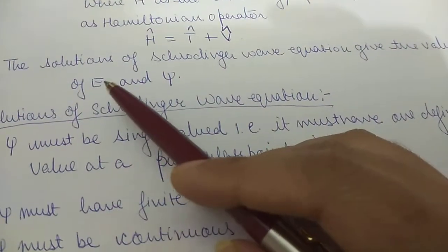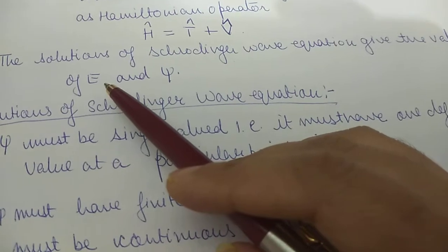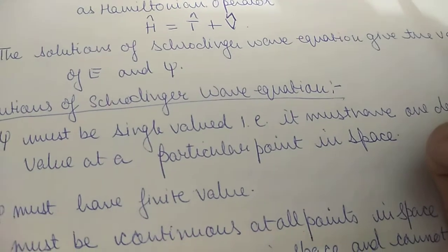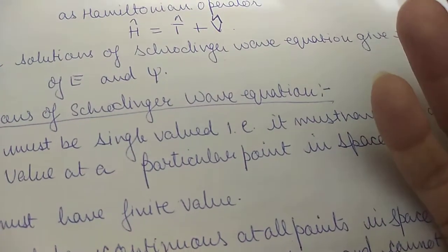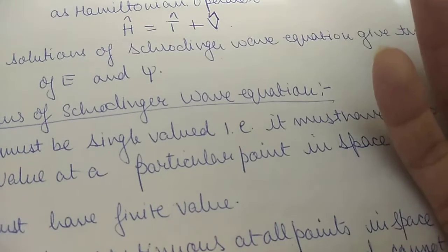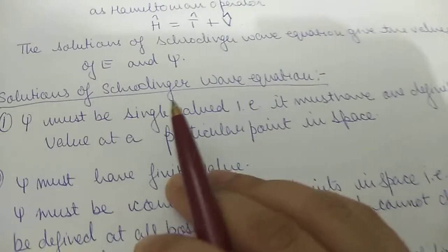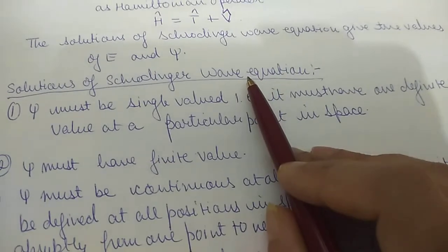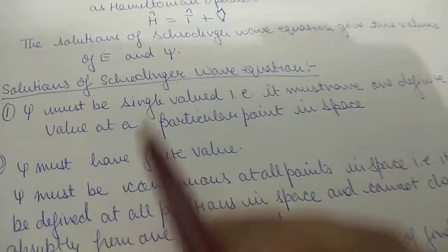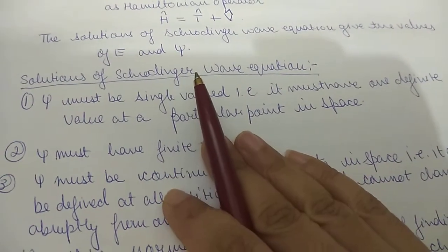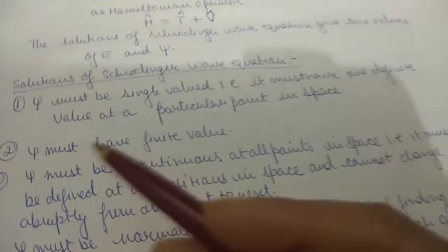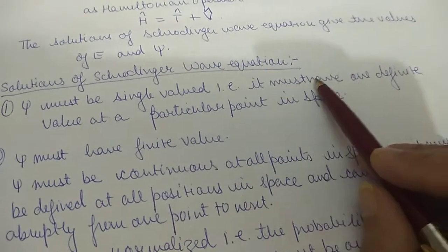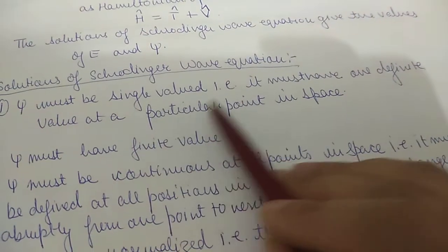Energy means energy which is associated with the electron, and psi tells us roughly about the wave function, where at a particular instant you can find the electron. So what kind of solutions are acceptable for Schrodinger wave equation? किस तरह के solutions जो हैं वो physically acceptable हैं Schrodinger wave equation के लिए? कैसे होने चाहिए वो? Psi must be single valued, that is it must have one definite value at a particular point in space.